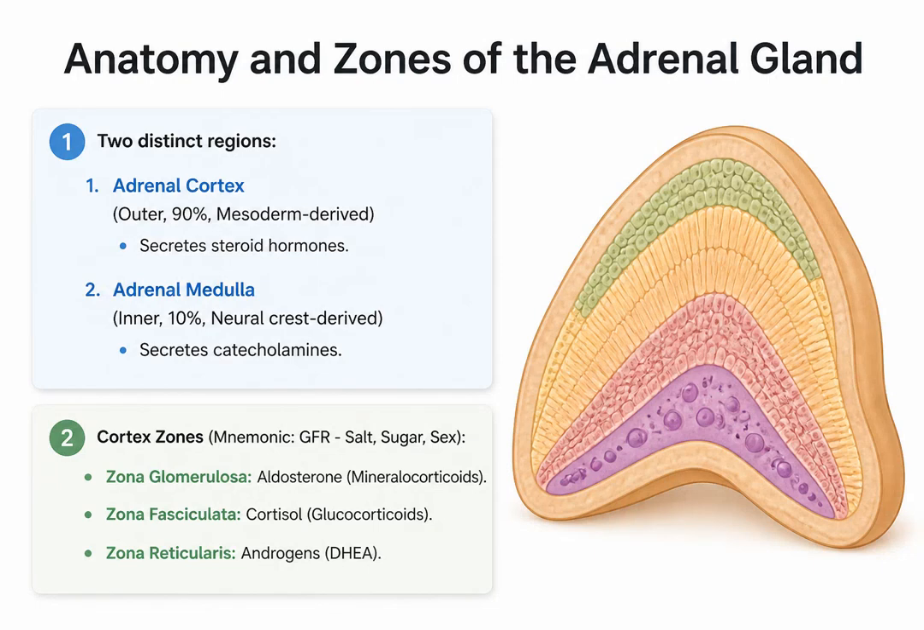The adrenal gland has two functionally distinct regions. The outer cortex makes up 90% of the gland and secretes steroid hormones. It is divided into three zones: the glomerulosa, fasciculata, and reticulata. A helpful mnemonic is GFR, corresponding to salt, sugar, and sex. The inner medulla makes up the remaining 10% and secretes catecholamines like adrenaline.